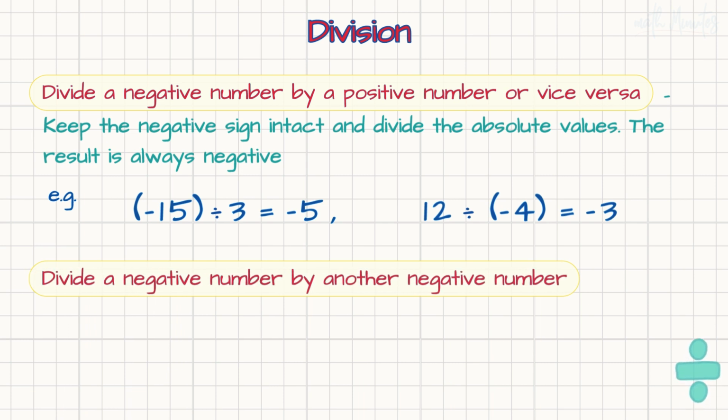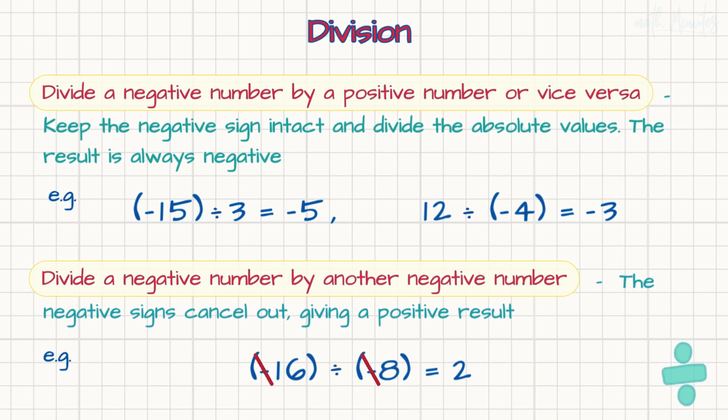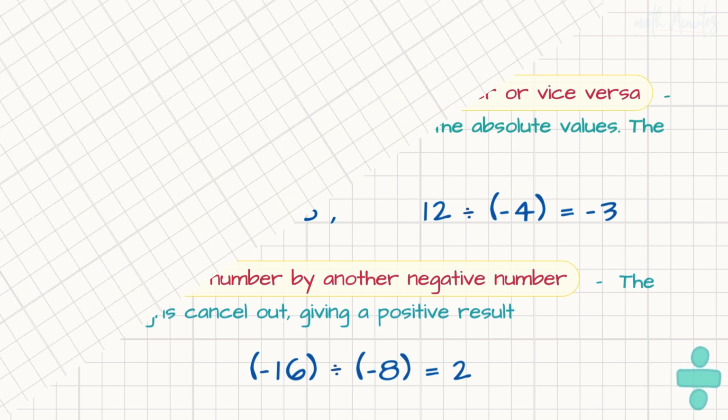Now, let's consider when we divide a negative number by another negative number. In this case, the negative signs cancel out, giving a positive number. Minus 16 divided by minus 8 equals 2. In this case, the result is positive.